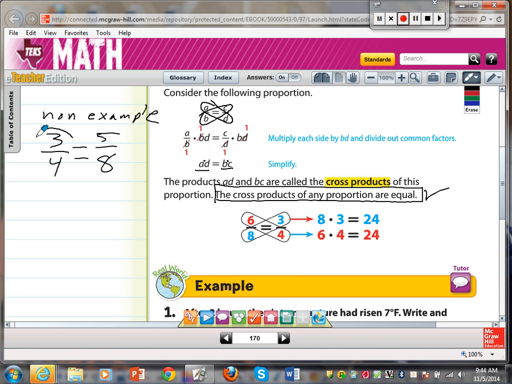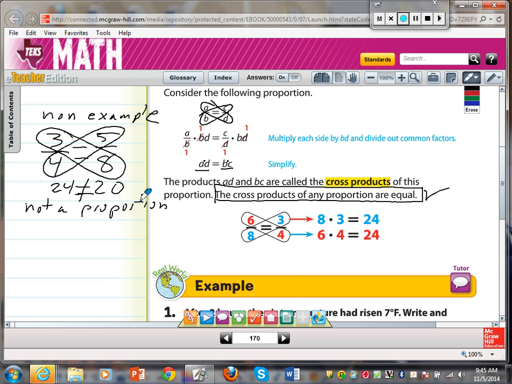So if we multiply 3 times 8, that will give us 24. We bring down the equal sign, and then if you multiply the other cross, 4 times 5, that happens to be 20. In this case, the product that we did for AD is 24, and the product for BC happens to be 20. 24 equals 20? Well, this can't be true. Therefore, if the cross products are not equal to each other, then this is not a proportion.